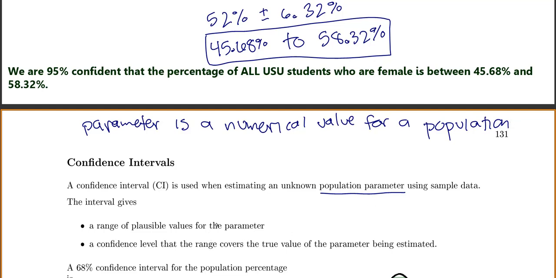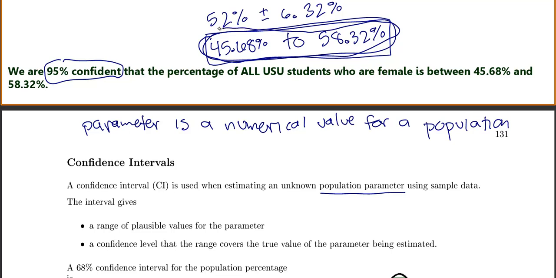The interval gives us a range of plausible values. So the confidence interval we found in our last example, 45 to 58%, is our range of plausible values for our unknown population percentage. It also gives us a confidence level. How confident were we? We were 95% confident that this range contains the true value of the population percentage that we were estimating.